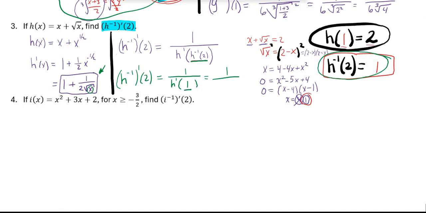Let me just write the work off here. It would be 1 plus 1 over 2 times the square root of 1, because I'm plugging in 1. And the square root of 1 is 1. So you have 1 plus 1/2, and that would be 3/2. And so, better written, 1 divided by 3/2 is 2/3.